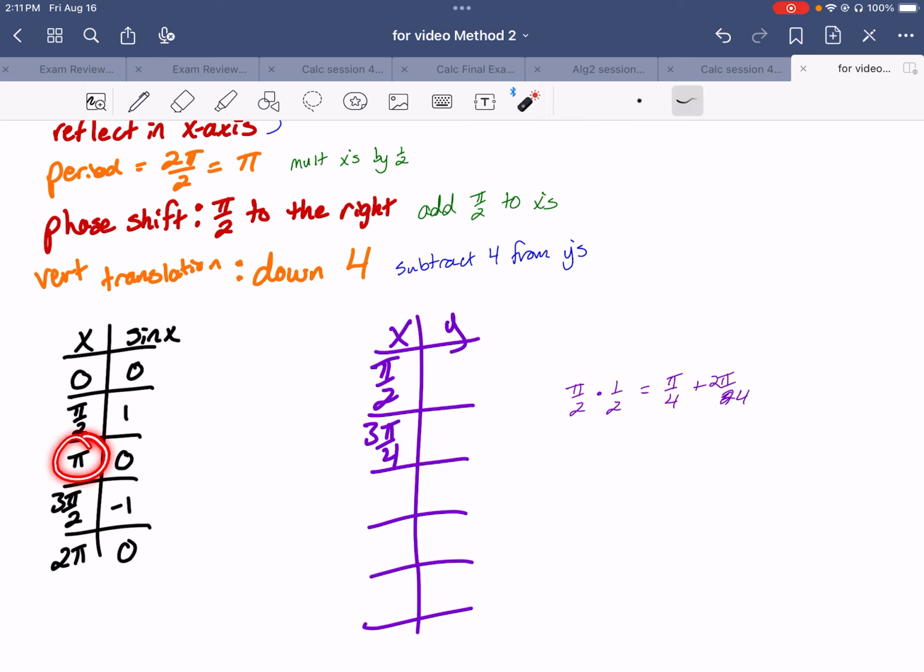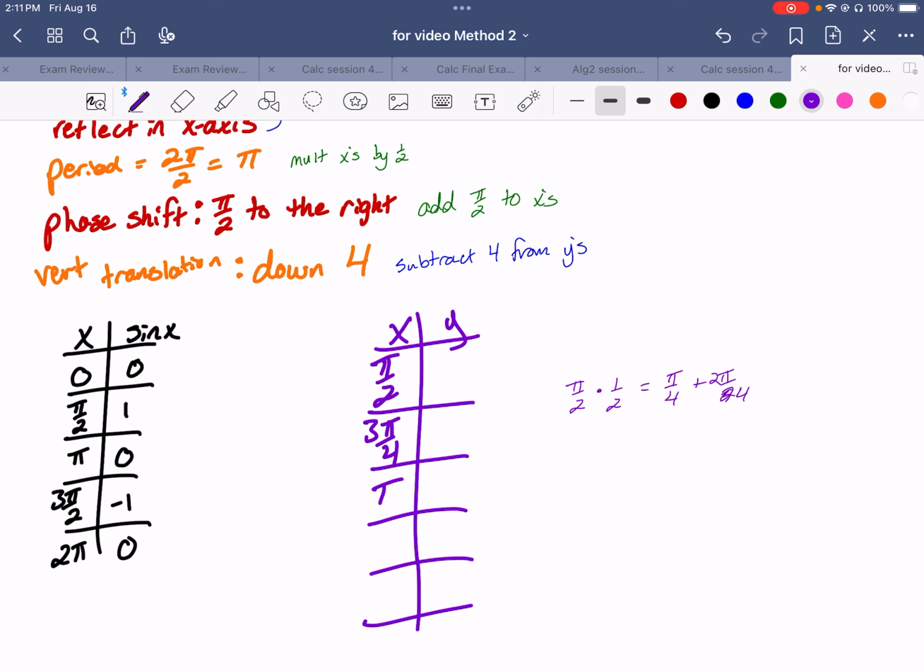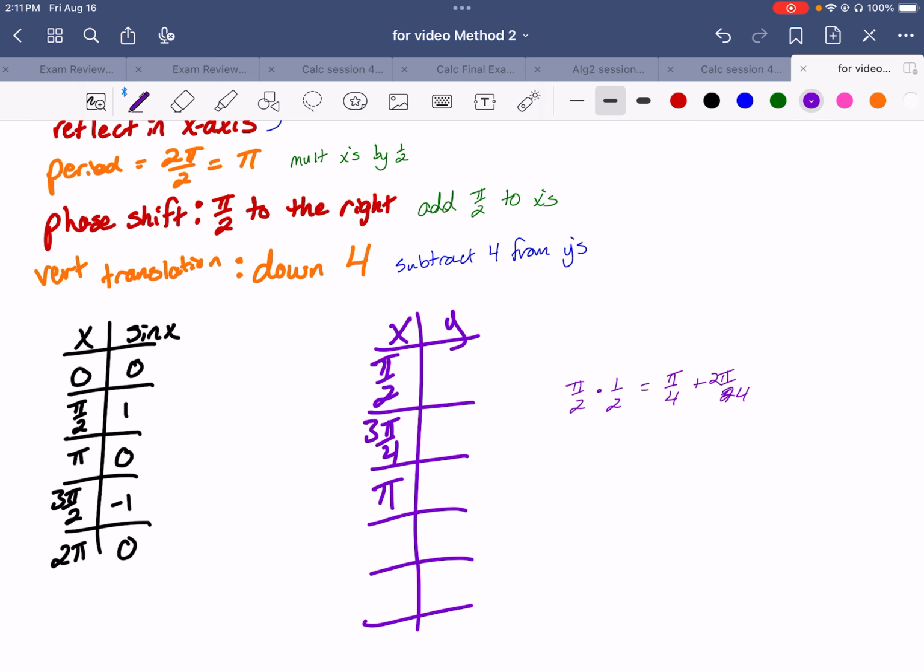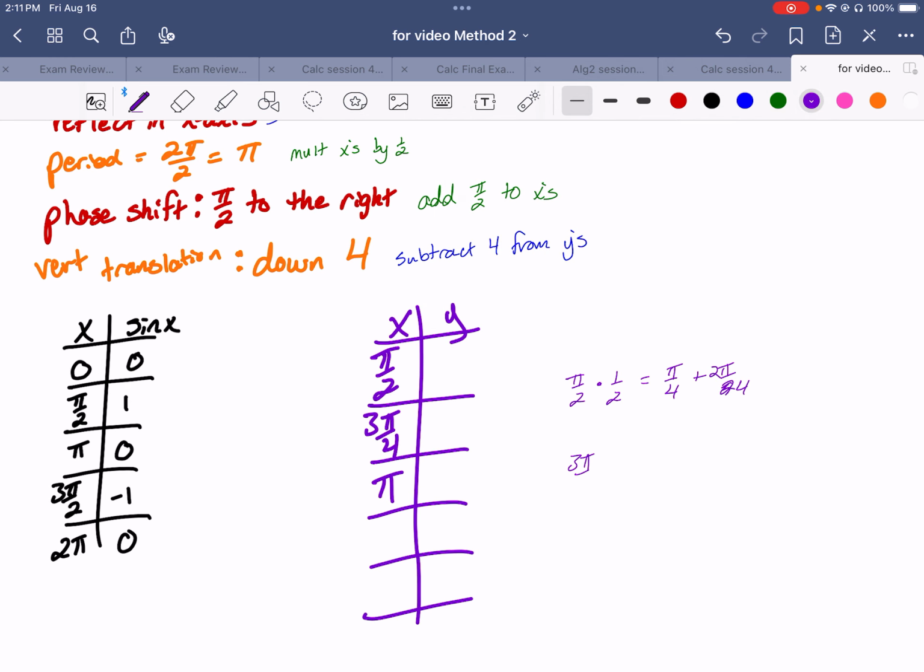Next, we have pi, multiply by half, and add pi over 2. When you take pi, multiply by half, it's going to be pi over 2, plus pi over 2, that's just going to be pi. 3 pi over 2 times a half, that's going to be 3 pi over 4. Might want to write this one down. 3 pi over 4, and we're adding pi over 2, or again, it's the same thing as 2 pi over 4. So that's going to be 5 pi over 4.